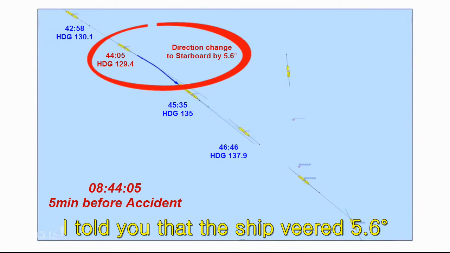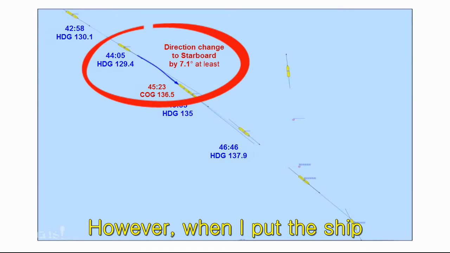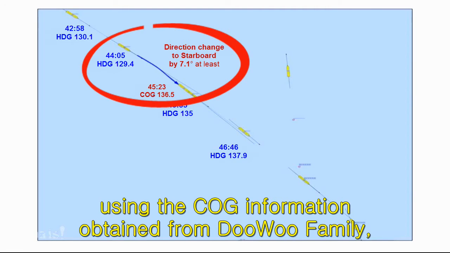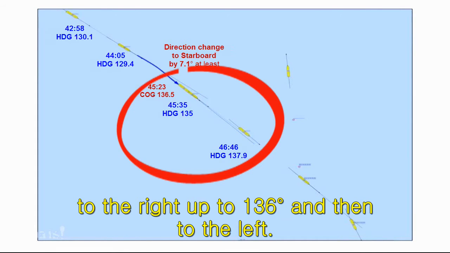I told you that the ship veered 5.6 degrees to starboard until 45:35. However, when I put the ship in the previous time point, 45:23, using the COG information obtained from Daewoo family, the ship was found to have sailed to the right up to 136 degrees and then to the left.